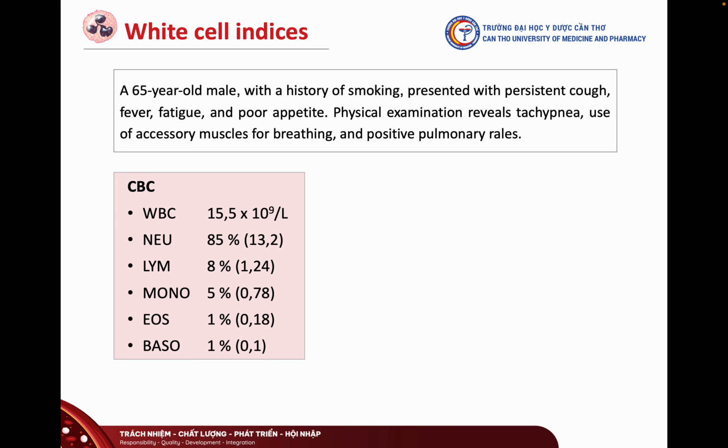His white blood cell count is 15.5. That's elevated. His neutrophils make up 85%, and the absolute neutrophil count is 13.2, also clearly increased. Lymphocytes, monocytes, eosinophils, and basophils are within or below normal ranges. So what is the pattern? Leukocytosis with neutrophilia.